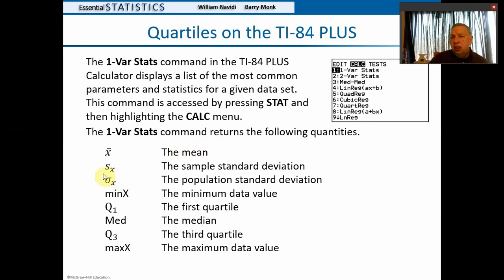Now, the standard deviation for a data set depends on if it's a sample or a population. So it gives you these two numbers. And again, if I'm a sample, I'm going to use Sx. And if it's a population standard deviation, if I've got all the data that I'm concerned with, I'm going to use sigma x. Min X is the minimum data value. The first quartile is Q1, the median is Q2, Q3 is the third quartile, and then the max data value. That's what 1-Var returns, whether you're using the TI-84, the 36, or the 30. It will give you these kinds of results.